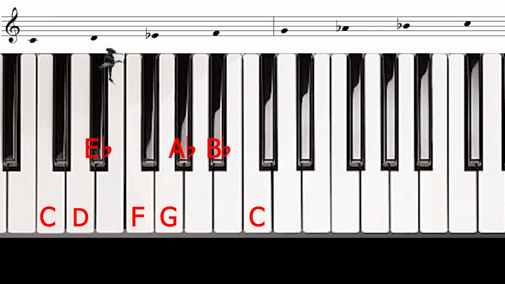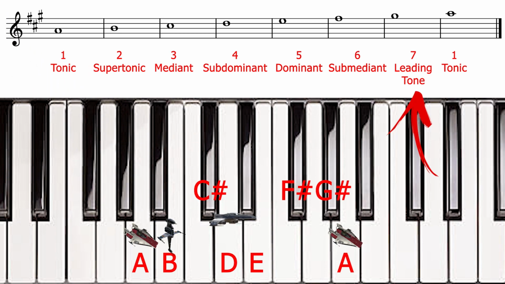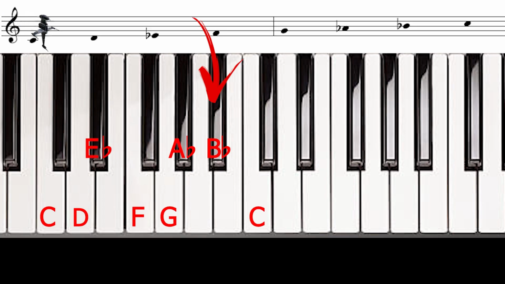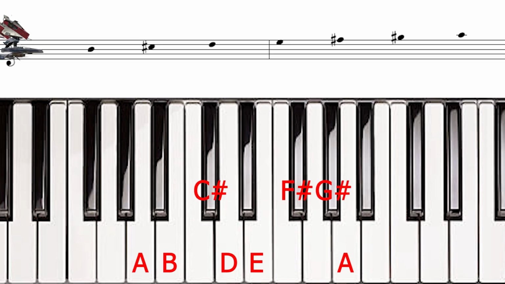Now, let's talk a little more about that 7th scale degree. When we spelled our major scale, we referred to that 7th scale degree as the leading tone, since it wants to lead up to the tonic. But now that it's been lowered so that it's a whole step away from the tonic, it no longer wants to lead up the same way. And so, instead of calling it a leading tone, we refer to our lowered 7th as the subtonic, meaning below the tonic. Let's try this approach once more, beginning with another major scale.